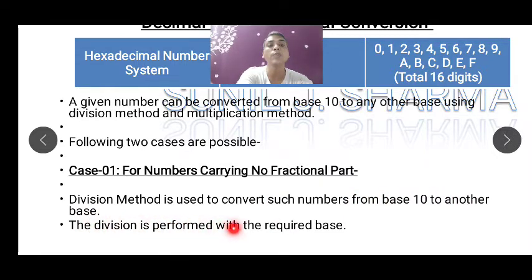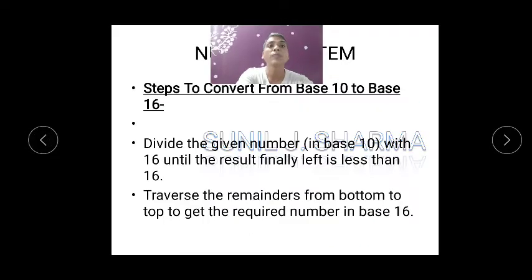The division is performed with the required base. Now, the steps to convert decimal to hexadecimal: divide the given number in base 10 by 16 until the result is less than 16, then traverse, that is, move the remainders from bottom to top and get the required number in the base. I think we have already seen this.